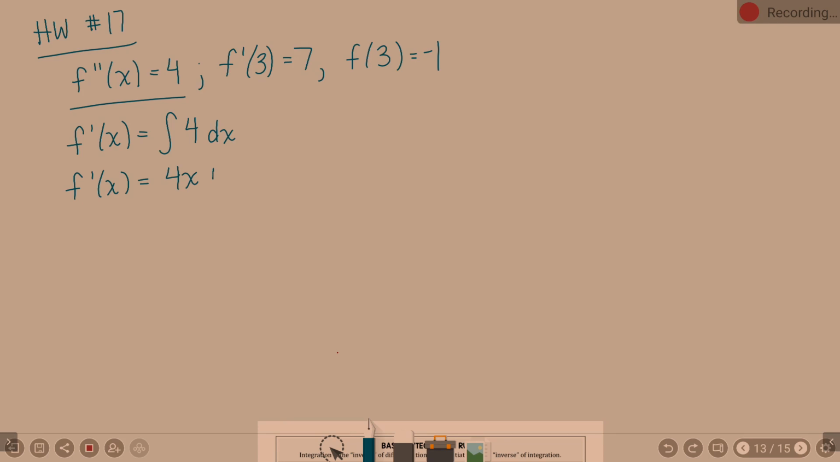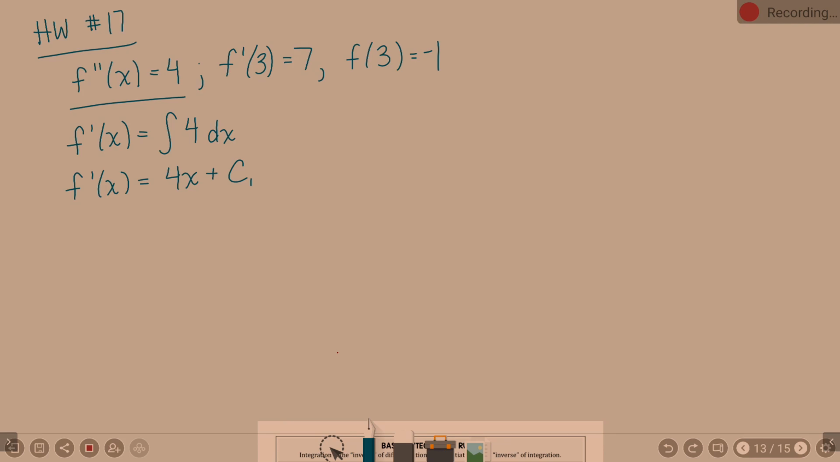Now, because of what lies ahead, I'm going to call this C1, okay? Just because, as you can tell by me saying C1, we're going to have multiple C's within this problem. Not all at the same time.